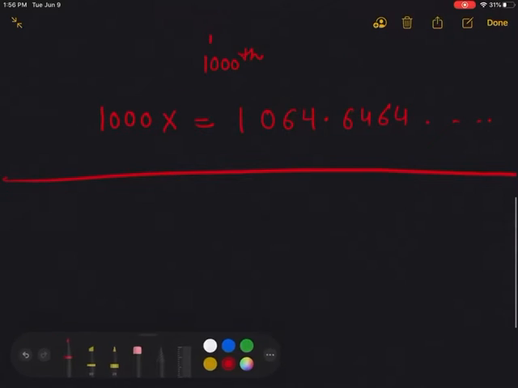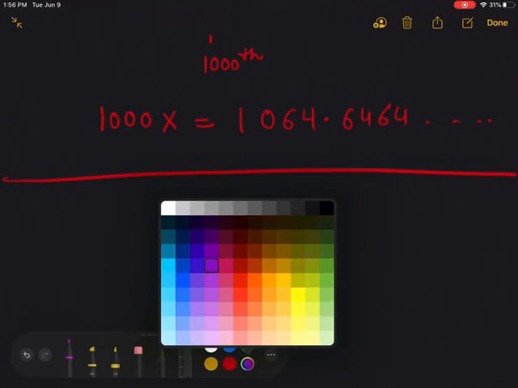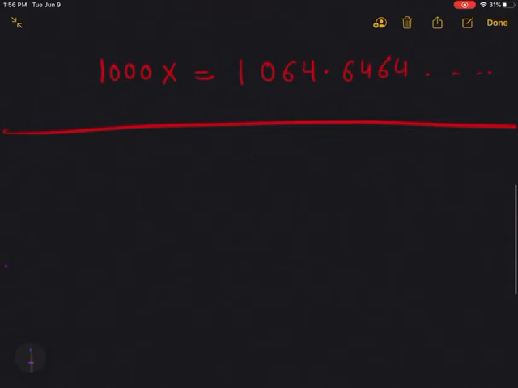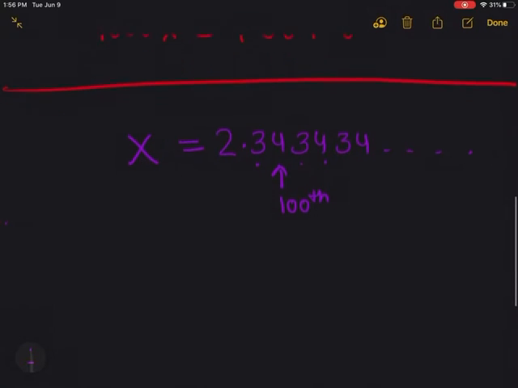So let's pick a different color. Let's pick purple this time. Okay, now I have 2.343434, and so on. First step, I hope you know, is setting it equal to x. Next step, figure out the repeating pattern. So I see 3434. After 4, which is at the 100th place, it repeats itself. So what would you multiply by? I would multiply by 100 on both sides.